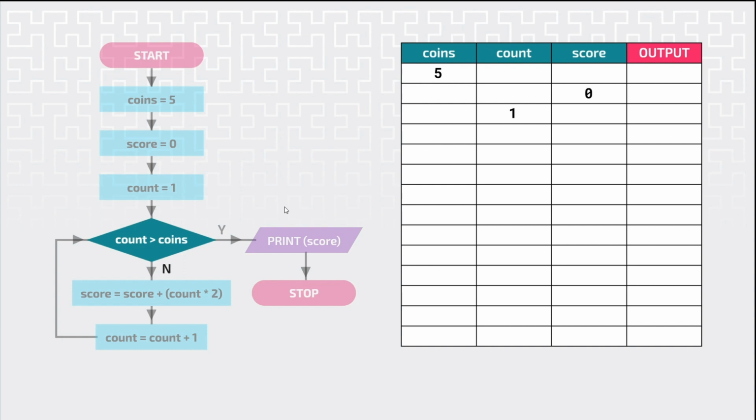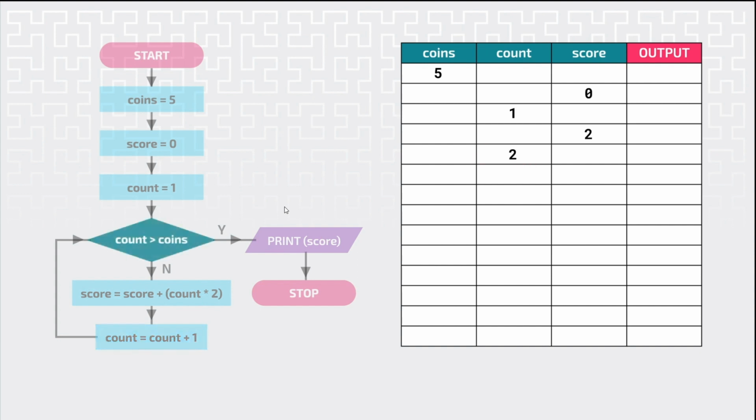follow the end branch. We are now in a loop, and the first process changes the value of the score variable, increasing score by the value of count times 2. Count is currently 1 and score is 0, so the score variable will now have a value of 2. We'll record this in our trace table on a new row. Now the count variable will increase by 1, becoming 2. We'll record this in our trace table.